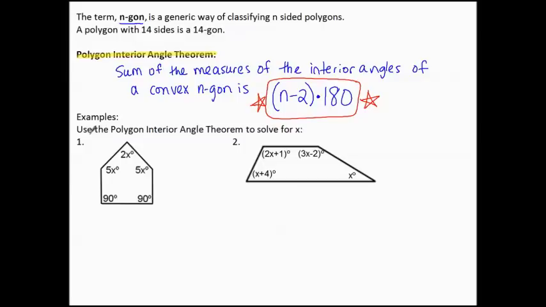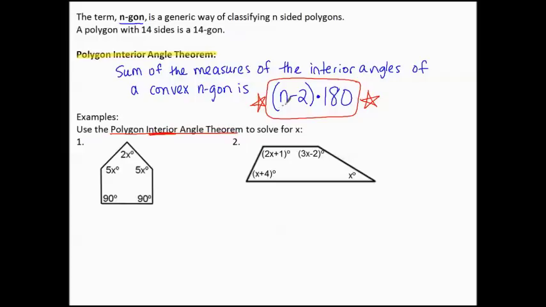Let's apply it to these examples. Use the polygon interior angle theorem to solve for x. Why are we using the polygon interior angle theorem? Interior angles is what we have in this picture of a convex polygon. First, we have to figure out how many degrees all these angles are supposed to add up to.